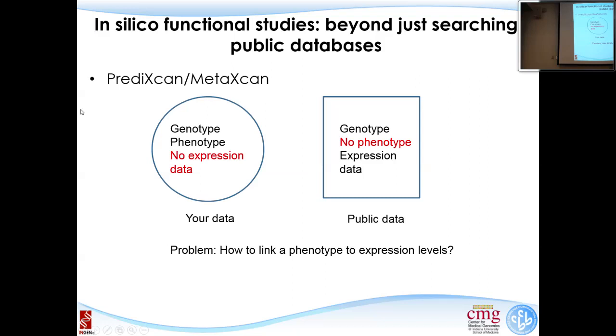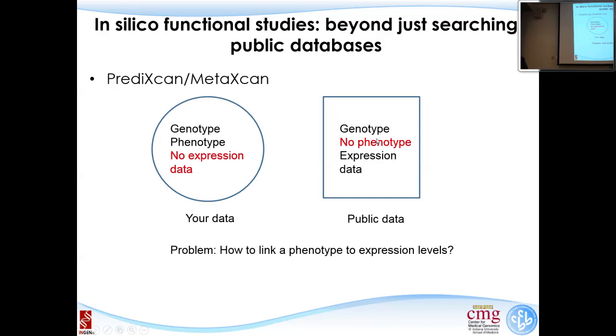This is another one, they call PrediXcan and MetaXcan. The difference between the two is this one uses individual genotype data, and this one only uses p-values and effect sizes. So this is how it works. I'm using an example from PrediXcan. In your study, you have a genotype, you have a phenotype. You don't have expression data. And in the public database, they have genotype data, they have expression, but they don't have phenotype data.